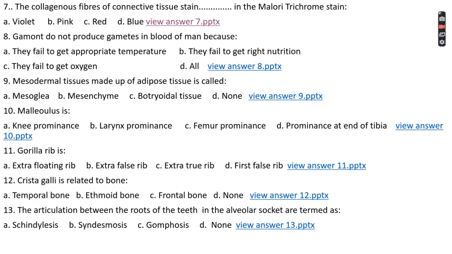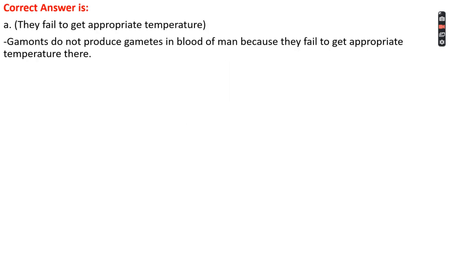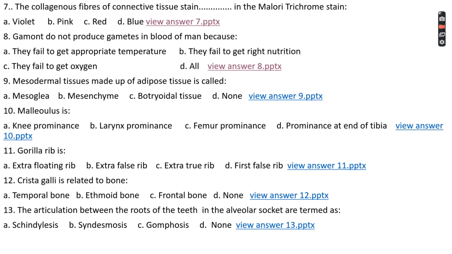Okay. Question number 8. Gamonts do not produce gametes in the blood of man because option A, they fail to get appropriate temperature. Option B, they fail to get right nutrition. Option C, they fail to get oxygen. Option D, all. The right answer is option A, that is they fail to get appropriate temperature. Gamonts produce gametes in animals, but they do not produce gametes in the blood of a man, because they fail to get appropriate temperature. Okay, therefore.